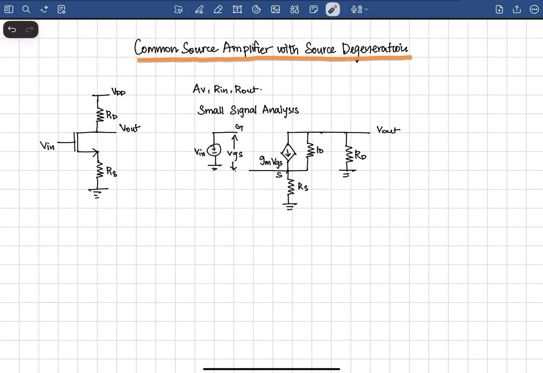Today we are going to discuss the common source amplifier with source degeneration. When a resistor is added between the source terminal and the ground, we call this source degeneration.